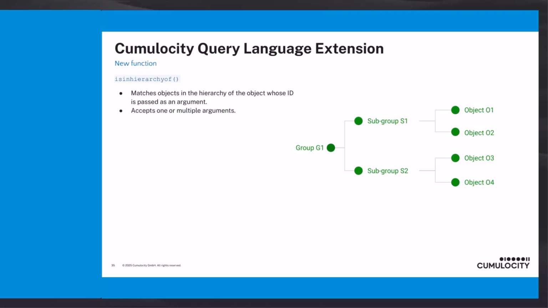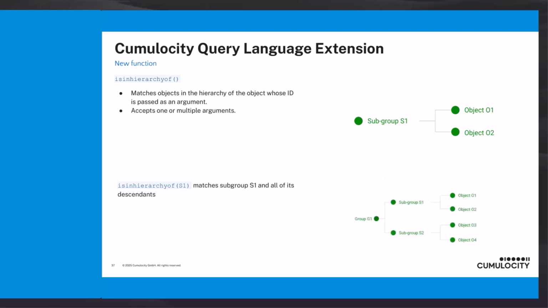What this means is, if we take this hierarchy as our starting point and I ask for the hierarchy of the group G1, which is on the left there, it will return that group and all of its descendants. Likewise, if I say I would like the group in hierarchy of S1, it will ignore everything apart from that group S1 and all of the devices in that group.